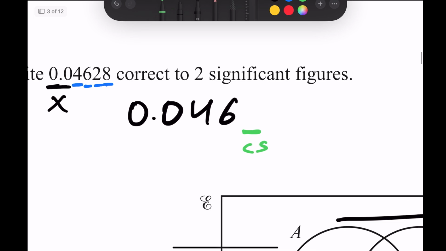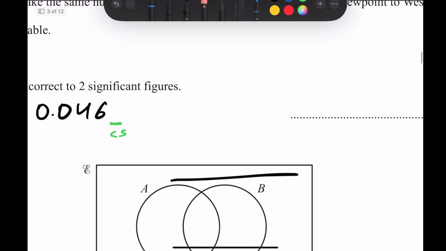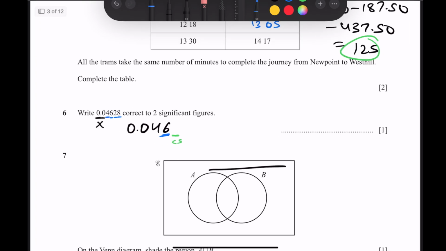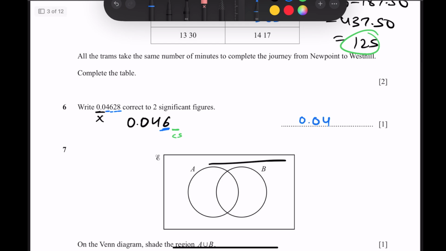If 2 was greater than 5, then we would have added 1 to the 6, which is the second significant figure, to make it 0.047. If the third significant figure, which is in this case 2, was bigger than 5, that would mean that when rounded, the number would be closer to 0.047 than 0.046. But since in this case 2, the third significant figure, was less than 5, we just take 0.046.